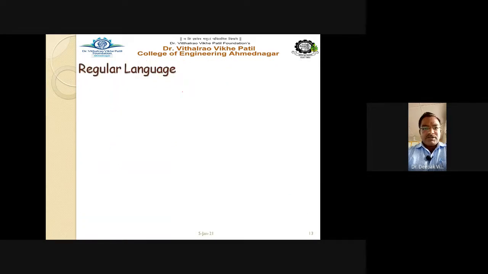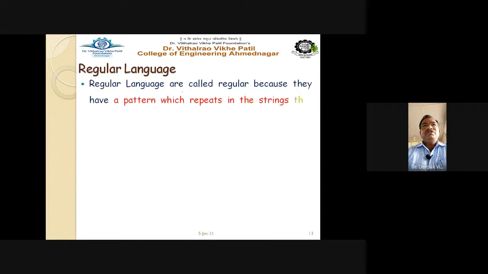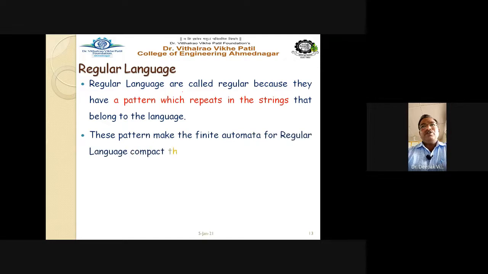Now the next part, let us start the final part of this particular unit, and that is nothing but regular language. So let us see carefully the definition of regular language. Regular languages are called regular because they have a pattern which repeats in the strings that belong to that particular language. This means these patterns make the finite automata for a regular language compact, that is finite.